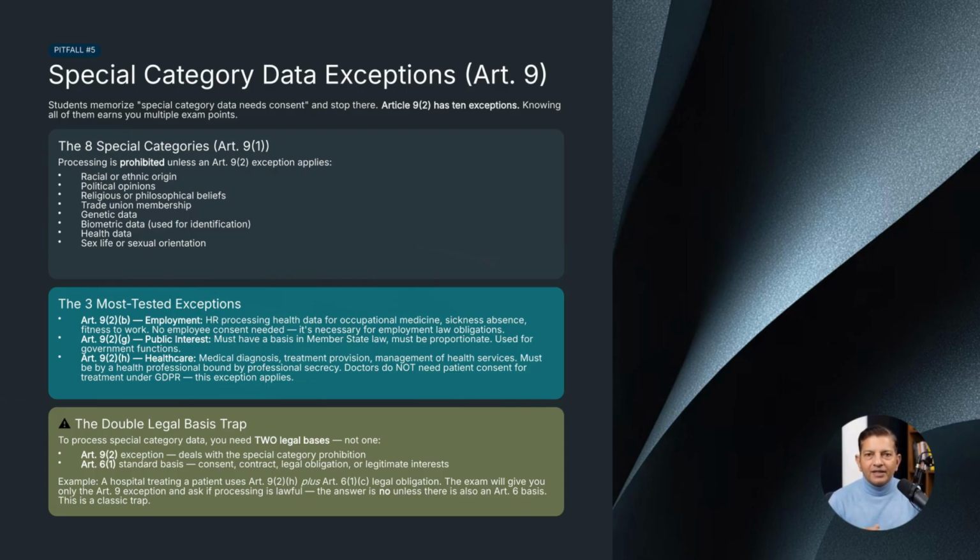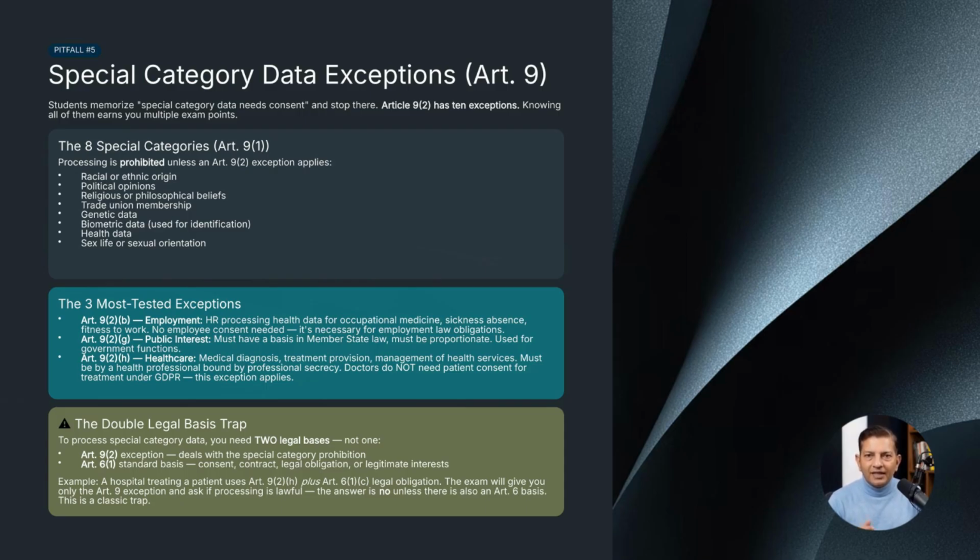Now here's something critical that students always miss: the double legal basis requirement. To process special category data, you need two legal bases, not one, two. First, you need an Article 9(2) exception, one of those 10 we just covered. That deals with the special category prohibition. But you also need a standard Article 6(1) legal basis, like consent, contract, legal obligation, or legitimate interests. Both are required.